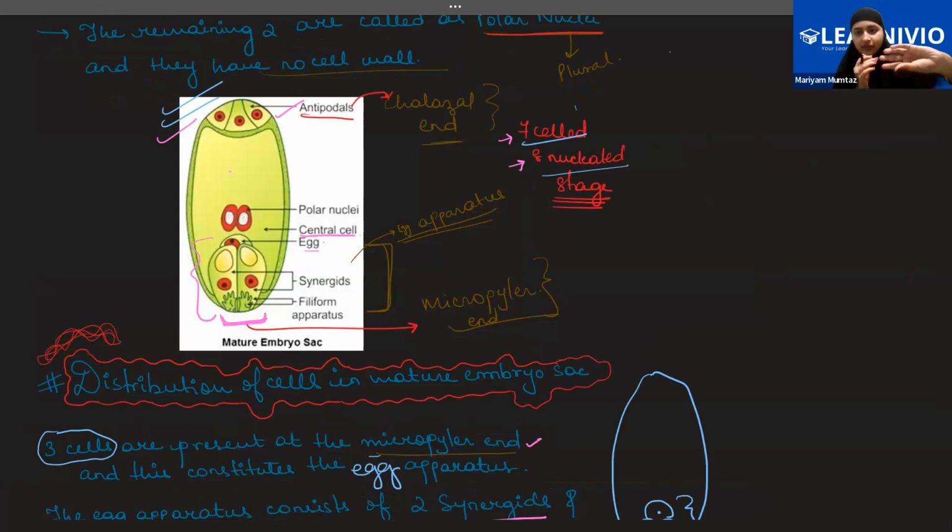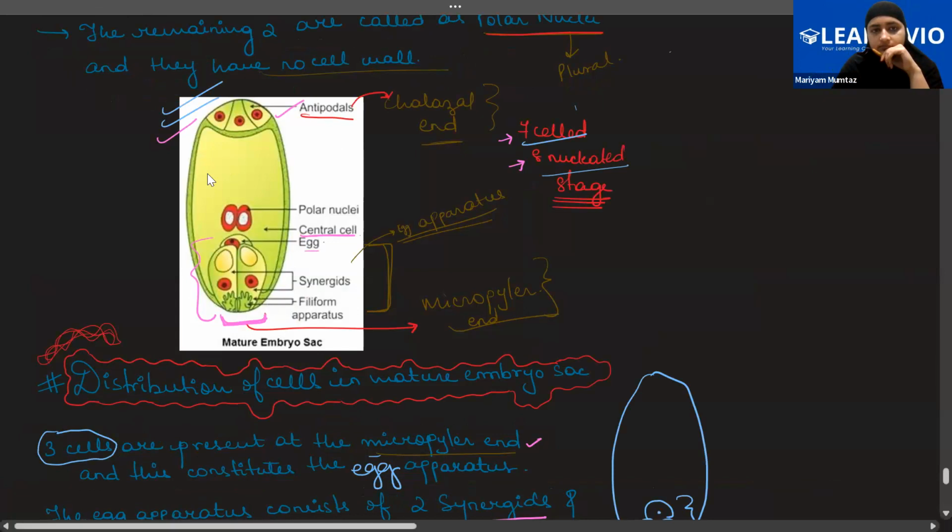And see, just in case, even if you draw it upside down, mention which side is the micropyle so that the teacher would know that, okay, the micropyle is above in their drawing, because it can be drawn like this also. Okay. Any doubts?